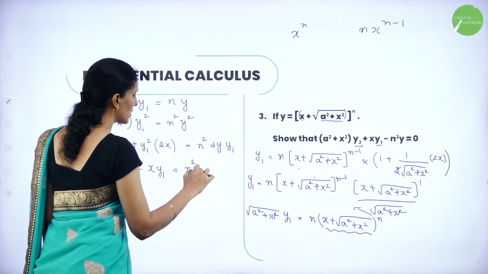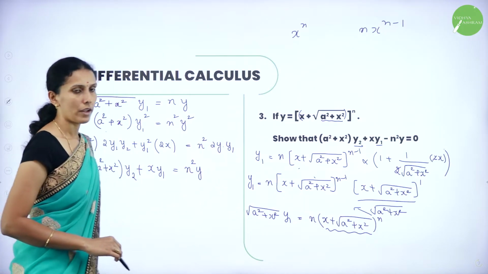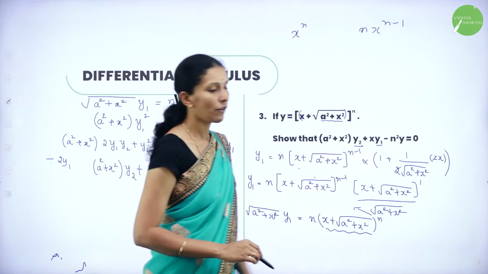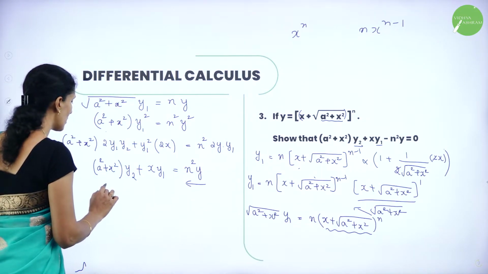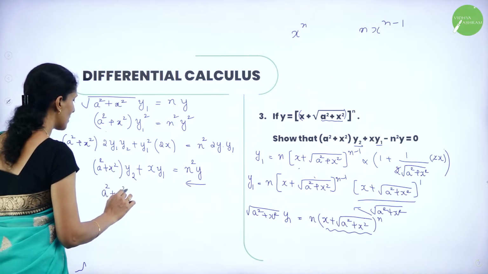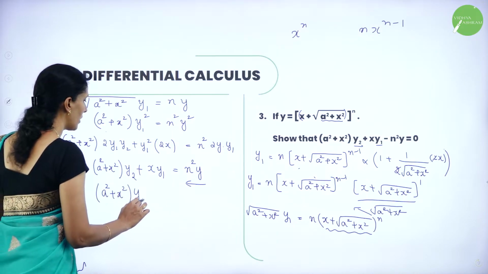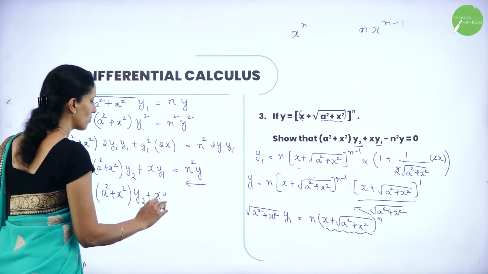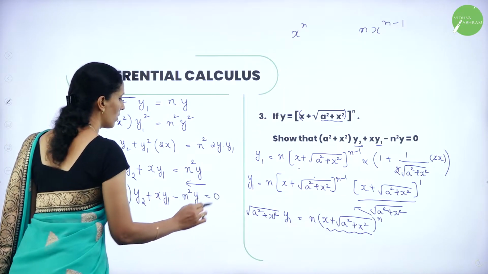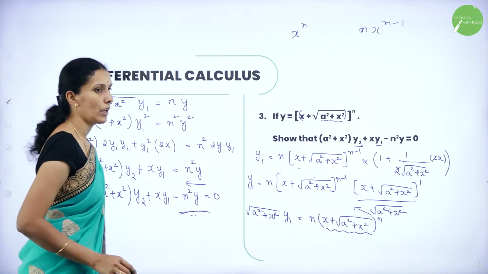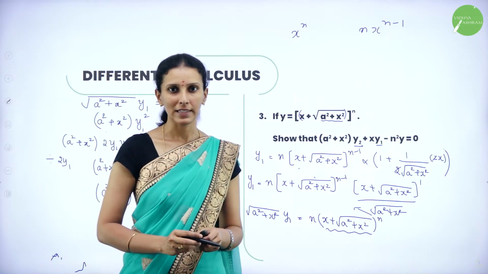y1, 2 is gone. n square y. So the equation should be in the form of 0. So let me shift this to here. Then it is (a square plus x square) y2 plus xy1 minus n square y is equal to 0. Hence we have proved the required result.